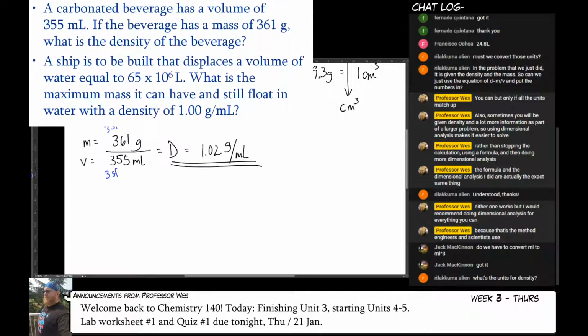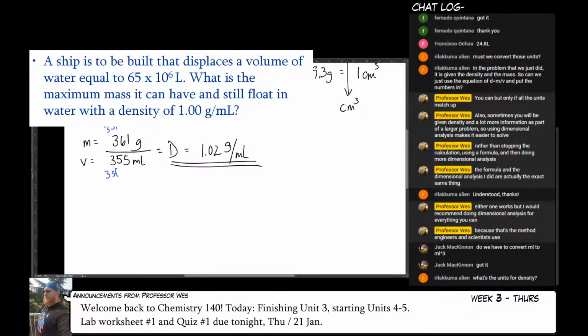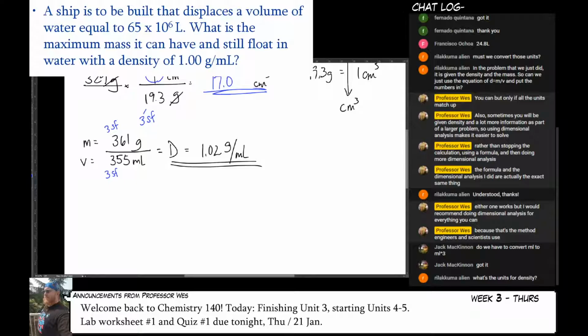And then we have a boat. My boat has a volume of 65 times 10 to the 6 liters. That's not proper scientific notation, just be mindful of that. It should be 6.5 times 10 to the 7. But if you're writing out numbers in engineering notation, they tend to make their exponents just be powers of 3. So you might see this.